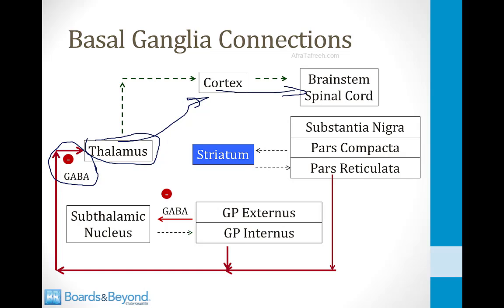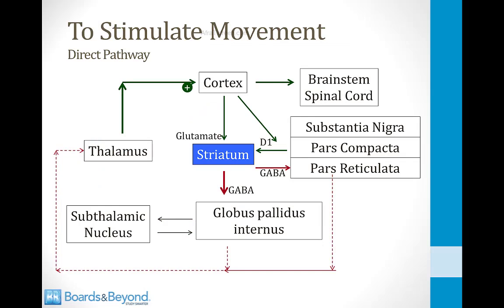When you want to create a movement, the direct and indirect pathways are going to modulate that inhibition of the thalamus to get the movement that you want. So now let's talk about how those elements of the basal ganglia work together to stimulate movement. And remember, when you're stimulating movement, that's the direct pathway. So the cortex decides that it wants to commit to a complex maneuver. It will dump glutamate onto the striatum, and glutamate is an activating neurotransmitter, so this will activate the striatum.